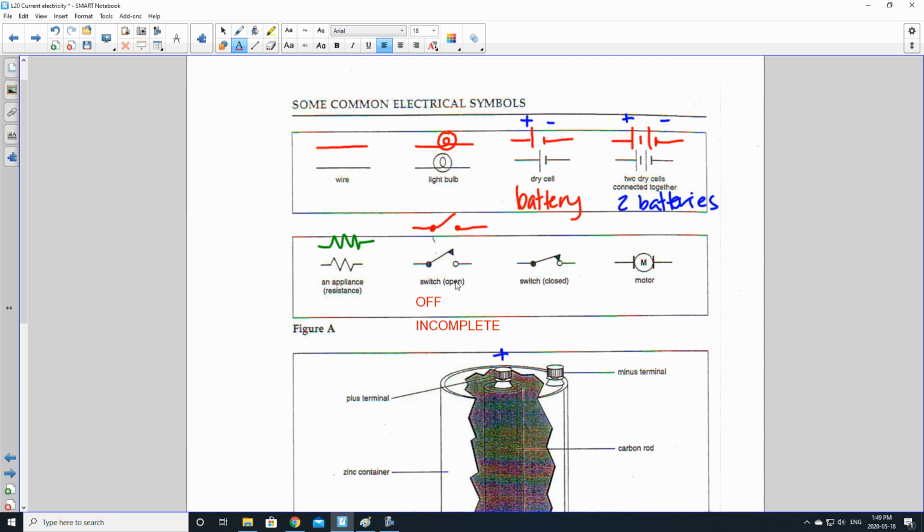But technically, if the switch is open, this means that the metal is not making contact with metal, and then the electricity cannot flow. It has to be a complete path in order for electricity to flow. I'll show you a picture of that in a few moments. So when the switch is open, let's underline open, so off. If it's open, it means it's off. And if it's off, it means it's incomplete.